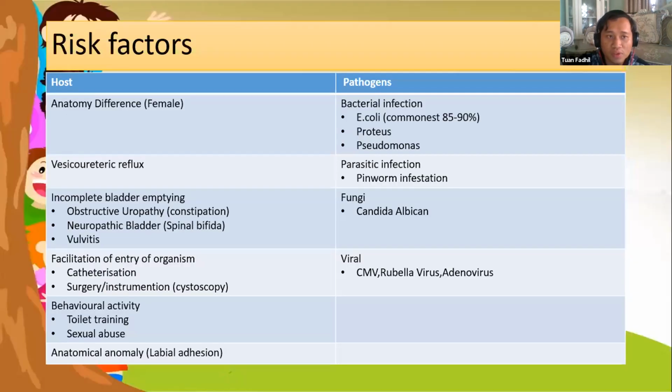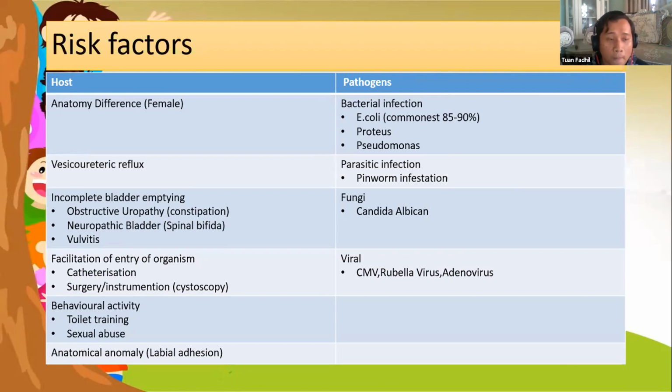So we proceed to the next, which is the risk factor. Actually, I divide the risk factors into two, which is the host and also the pathogen. So for the first, which is the anatomic difference, which is female, because they have what we call a shortened urethra, so it will be easy to gain entry for the infection.